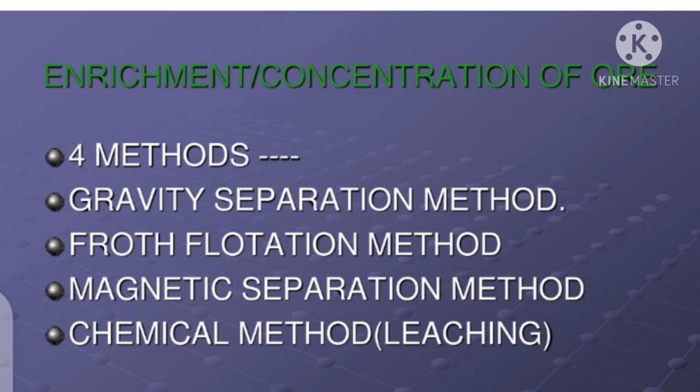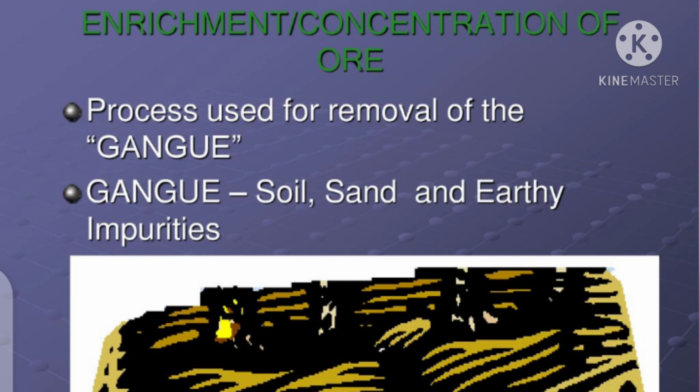Student, we know that ore is nothing but the mineral, but along with this mineral a large amount of impurity is also present. So what is concentration of the ore? In this technique, the process is used for removal of gangue. Gangue, that means soil, sand and earthy impurities present in the minerals. So we have to remove it.